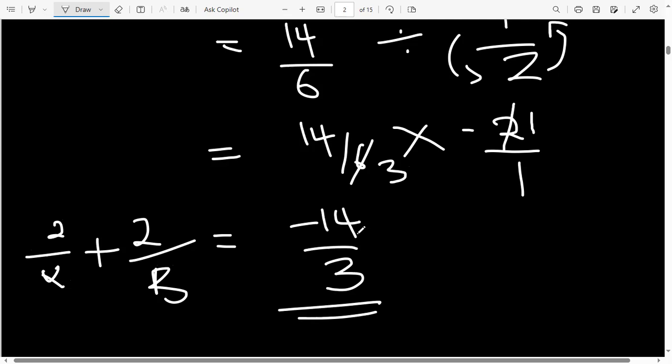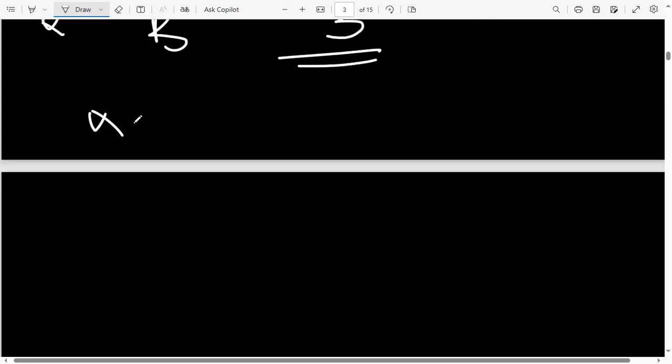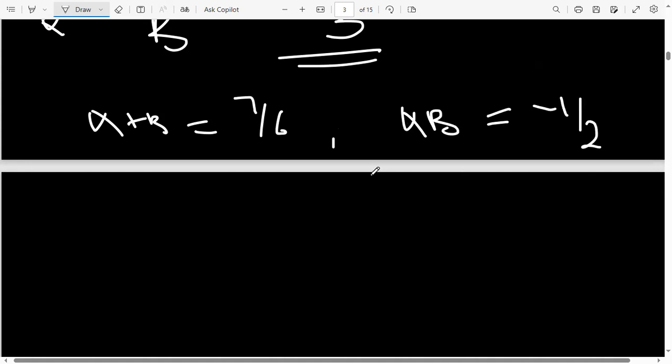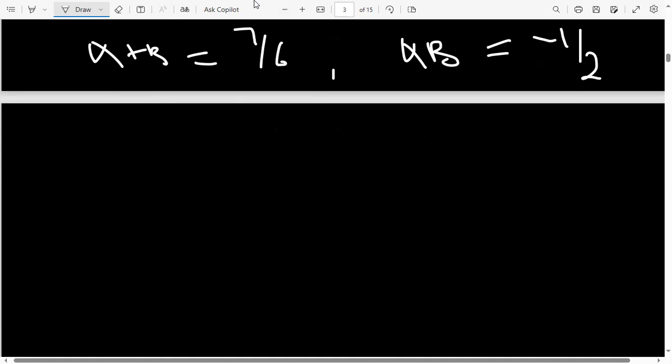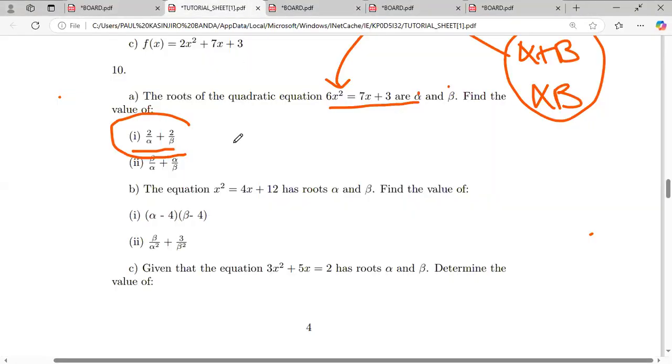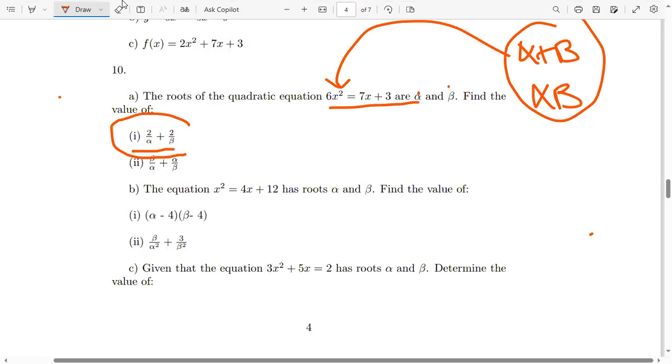Okay, so remember that we have the value of alpha plus beta as 7/6, and the value of alpha multiplied by beta, we have it as -1/2. So now let's get the other roots and see if we can find them. Okay, so here, what do we have? On B there, on number 2, we have beta over alpha plus alpha over beta.